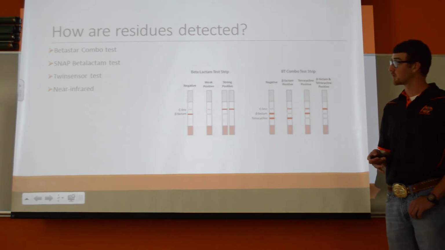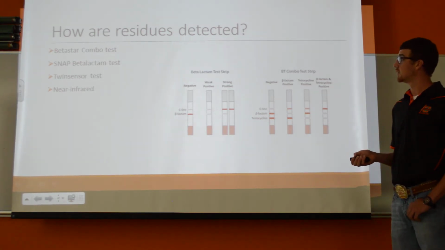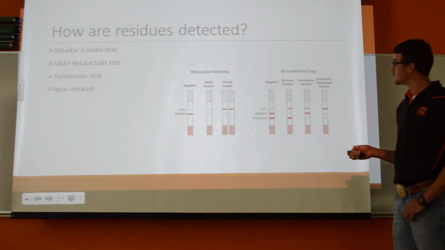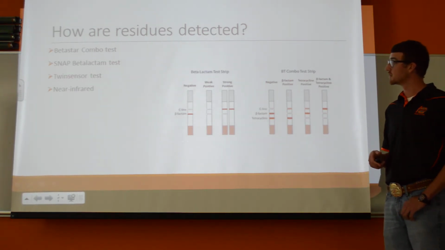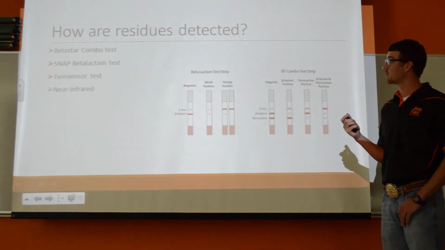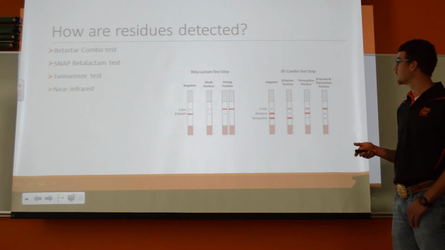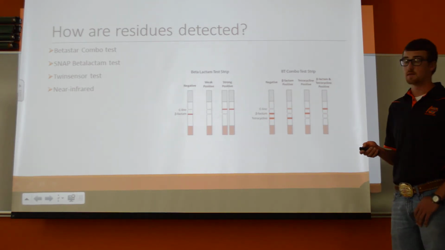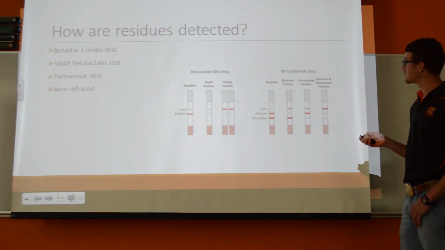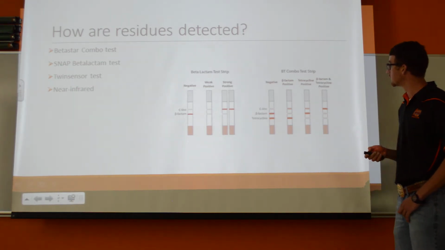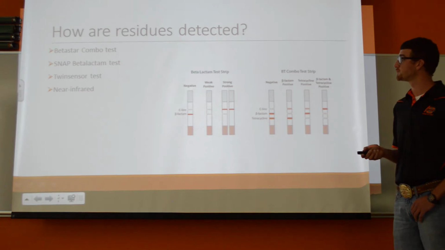For the Beta Star, the SNAP, and the twin sensor test, they use strips like these that can be read visually or with an electronic machine, where they show a negative, a weak, or a strong positive. And then, depending on the test, you'll have different strips for the beta-lactam or the tetracycline residues.